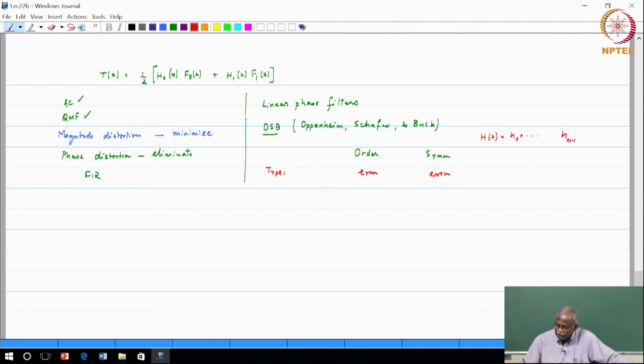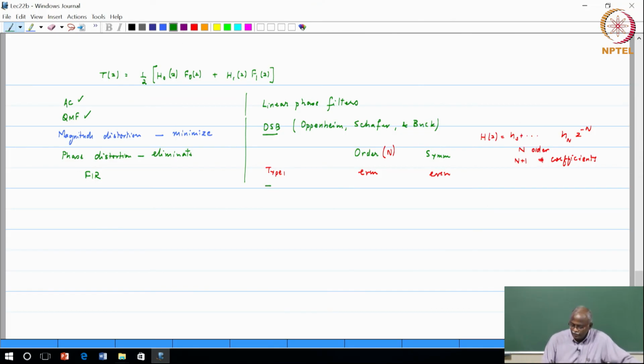Order is defined as follows: if I have H(z) equal to h0 plus, the last term being h_n z to the power minus n, then n is the order, and n plus 1 is the number of coefficients. The number of coefficients is one more than the filter order, so the filter order that we are talking about is n, and if n is even, then it is called type 1.